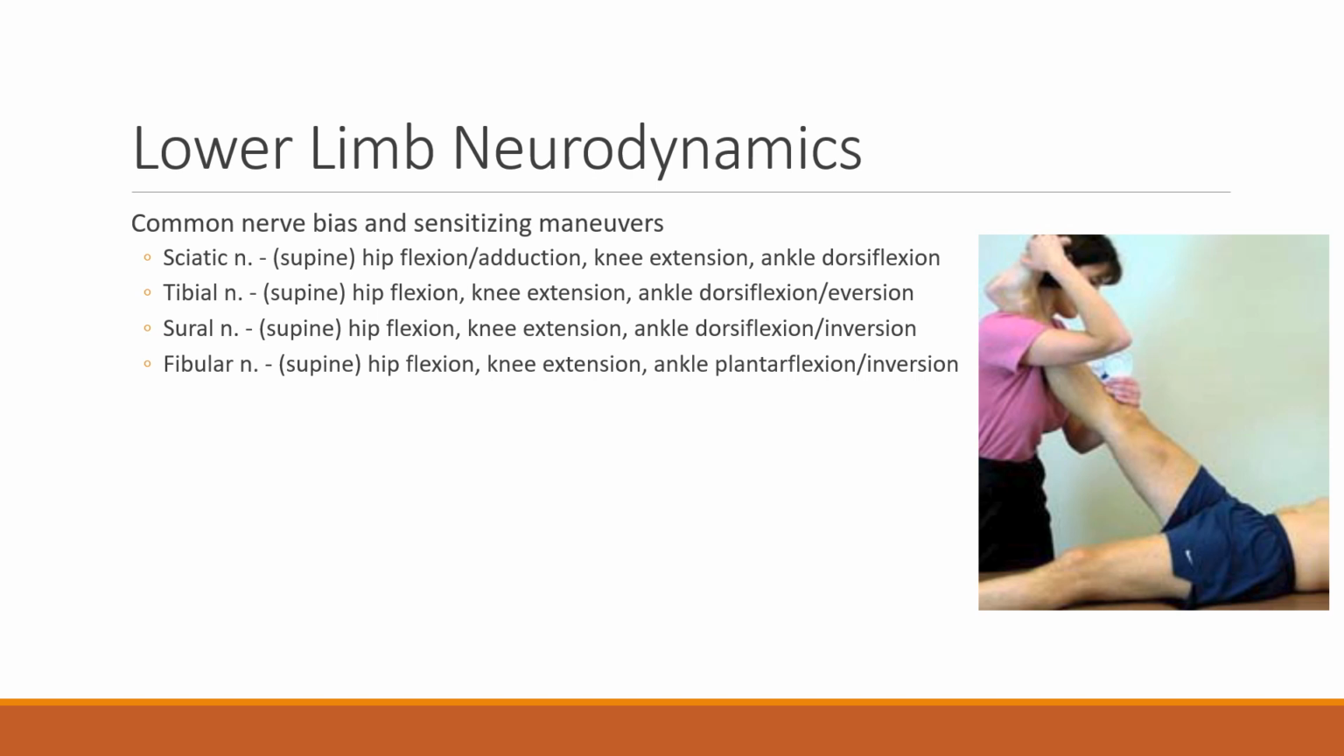The sural nerve will be biased with ankle dorsiflexion and inversion, and the fibular nerve will be biased with ankle plantar flexion and inversion. And once again, we're looking for reproduction of the patient's primary symptoms. We're looking for asymmetries, one side versus the other, or if these sensitizing maneuvers make the patient's symptoms worse or potentially recreate the patient's primary symptom complaint.